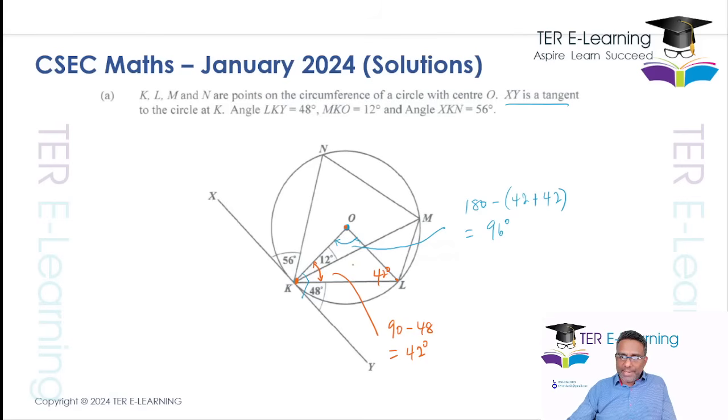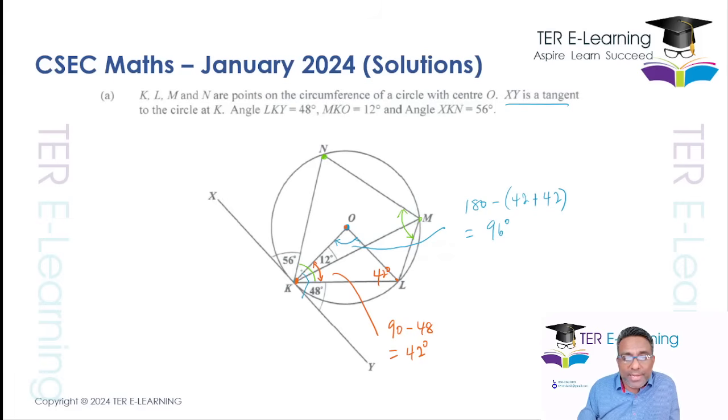Where is LMN? So LMN is this angle here. That's what we want to work out. We want to work out that green angle, right? Now, how do we do that? Well, if we look carefully, you're going to realize that there's a cyclic quadrilateral inside here. So if I know this whole angle here, I could work out LMN.